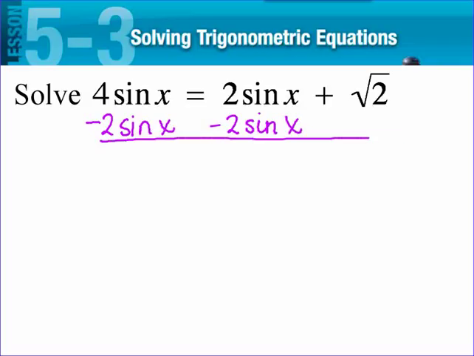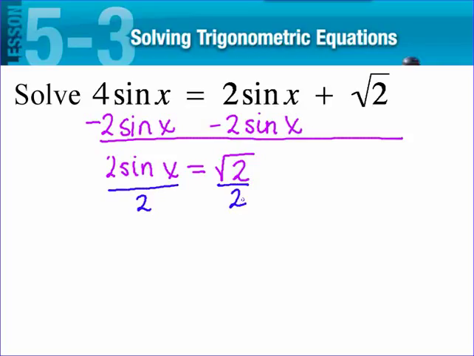When I do that, what am I left with on the left side? 2 sine x equals root 2. So now what do I do? Divide by 2, because if you remember, our utmost goal was to get a trig function all by itself on the left side. So sine x equals root 2 over 2.